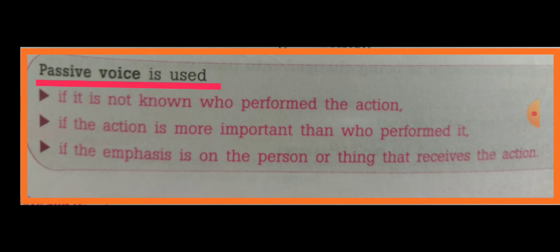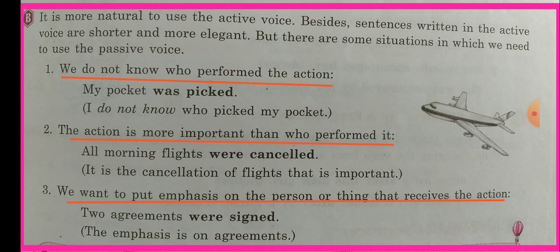And if we have to emphasize the person or the thing who receives the action, then also we will use passive voice. Now it is more natural to use active voice, because generally we have to mention who is performing the action and we are aware of the person who is receiving the action. So there generally we use active voice. Besides, sentences written in the active voice are shorter and more elegant, because when we change a sentence into passive voice it becomes longer. So there are some situations in which we need to use passive voice.